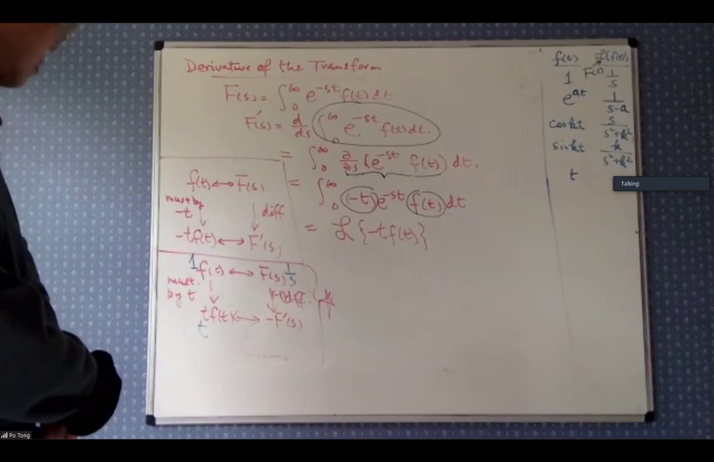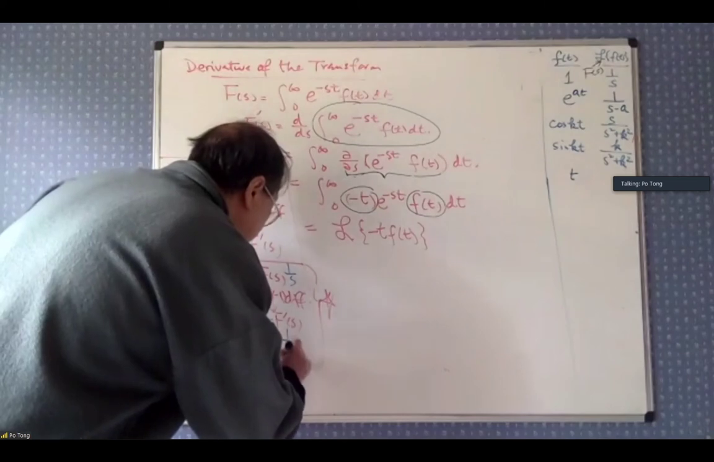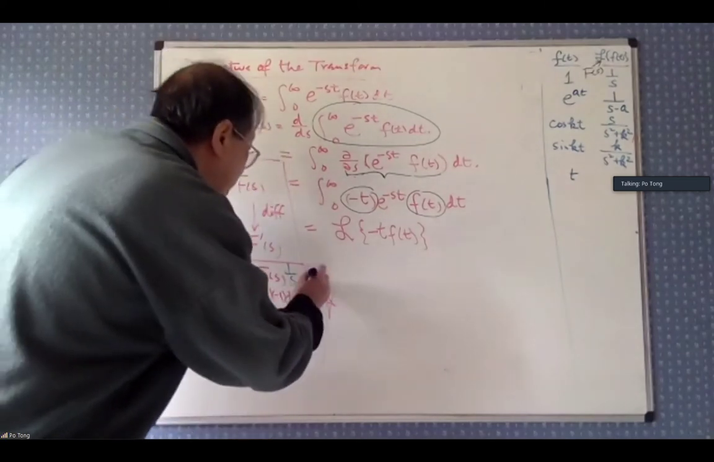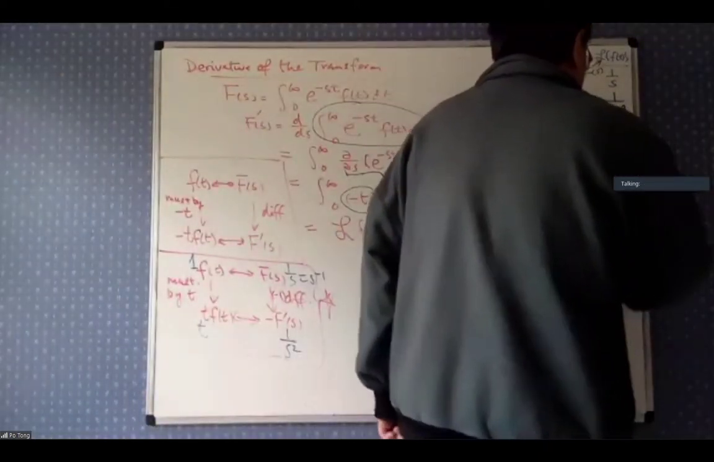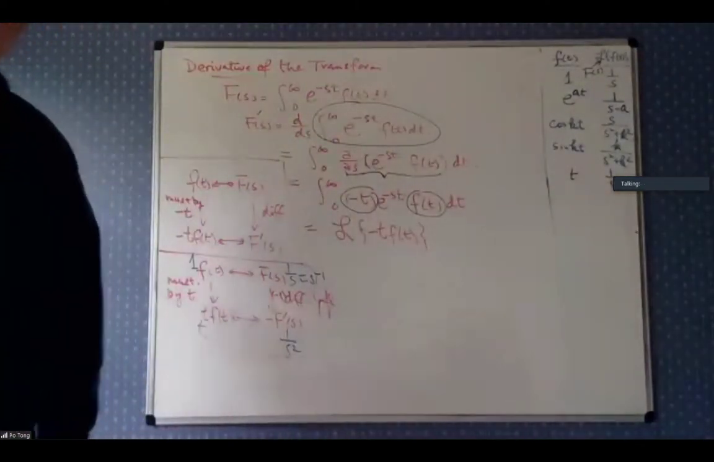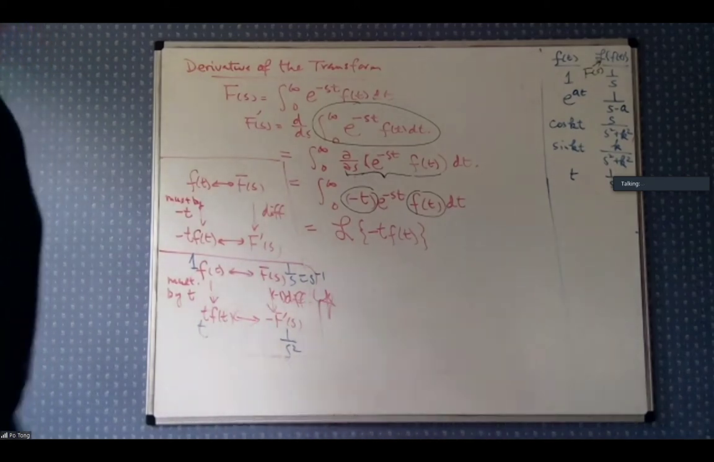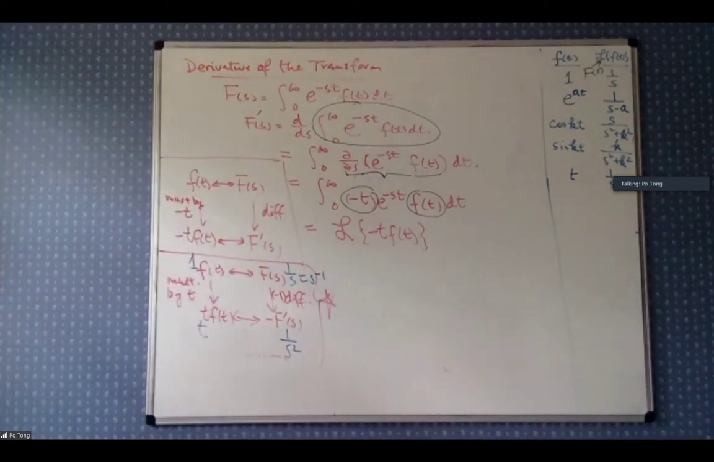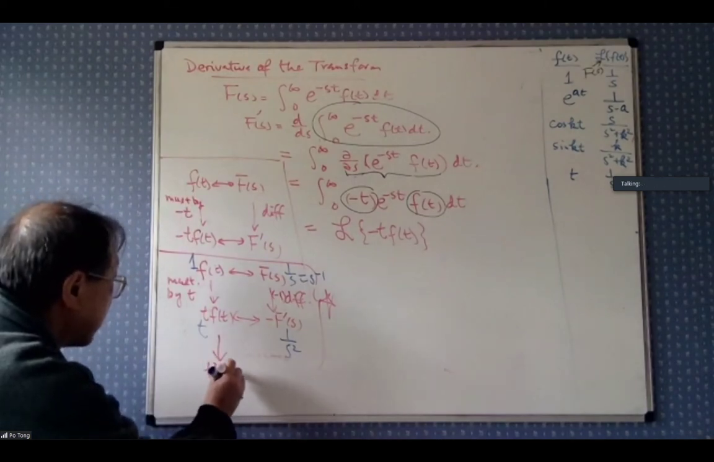If you start with 1 over s, it's s to the power minus 1. You take the derivative, you have a negative 1, but this is negative, so it becomes 1 over s squared. Are you still with me? You can do it one more time. It becomes t squared here.